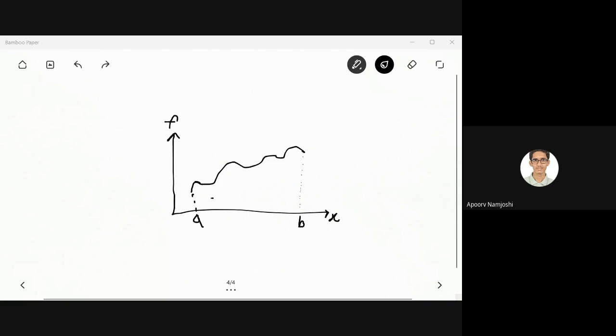Okay, so what you do in the Riemann method is you create a partition, that is, you introduce these intervals here between A and B, and you introduce these rectangles.